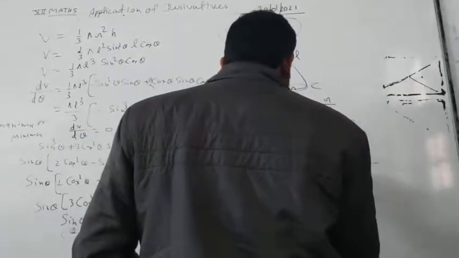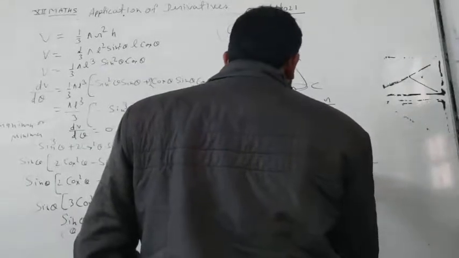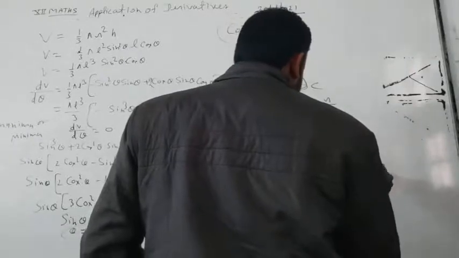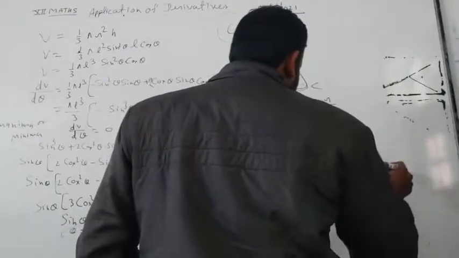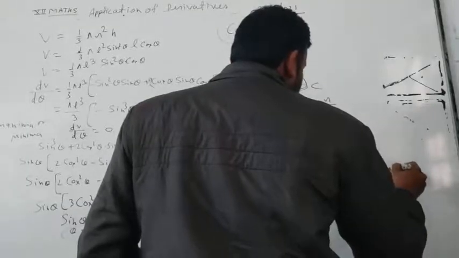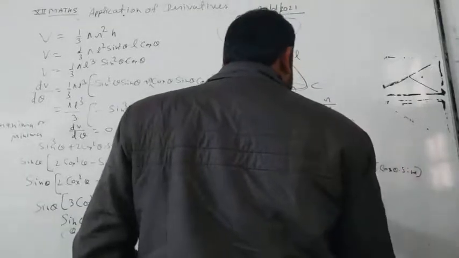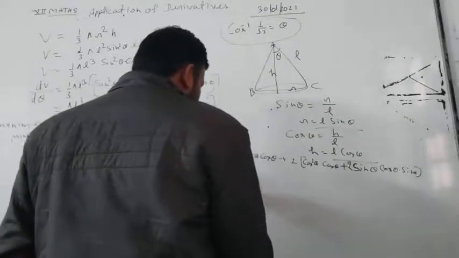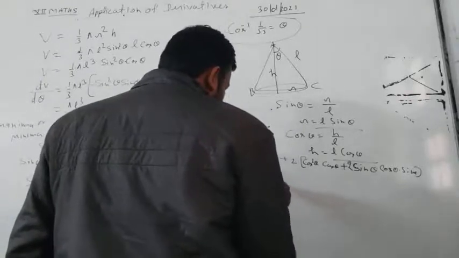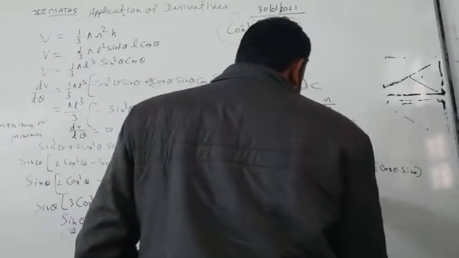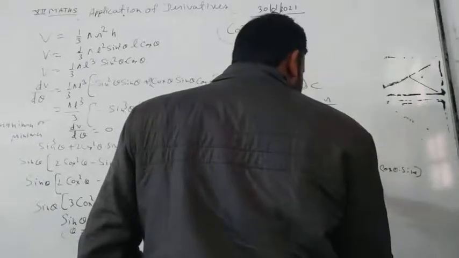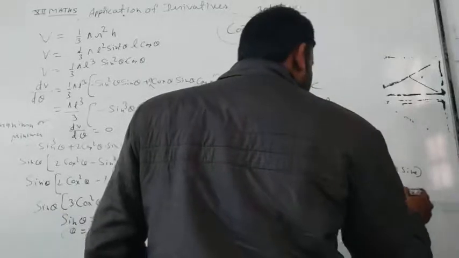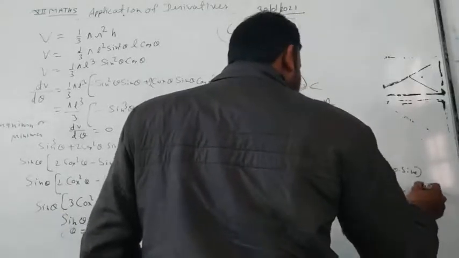Here we can write first function times differentiation of second function plus second function times differentiation of first function, which is 2 cos theta sin theta. So we get pi L cube by 3 times minus 3 sin square theta cos theta plus 2 cos cube theta, and plus 4 sin theta cos theta sin square theta cos theta.